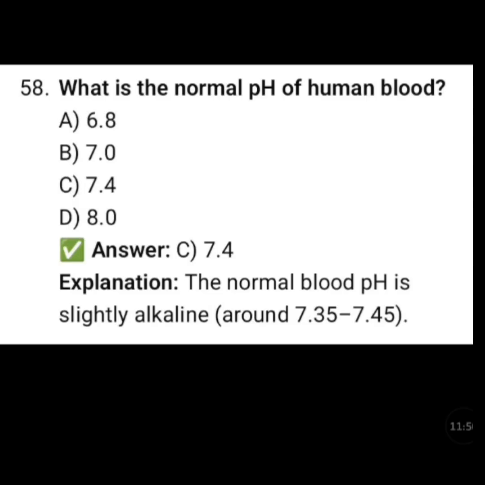What is the normal pH of human blood? 6.8, 7.0, 7.4, 8.0. The correct answer is option C, 7.4. The normal blood pH is slightly alkaline, around 7.35 to 7.45.